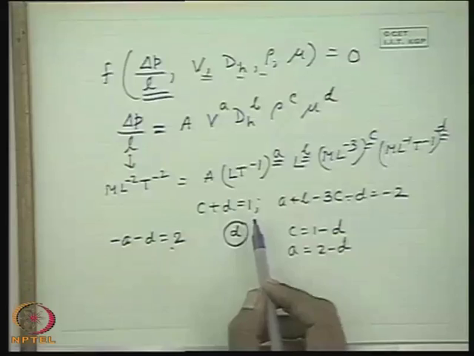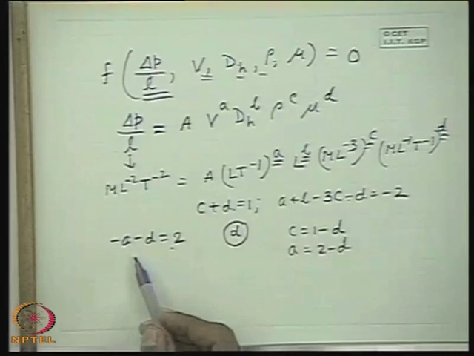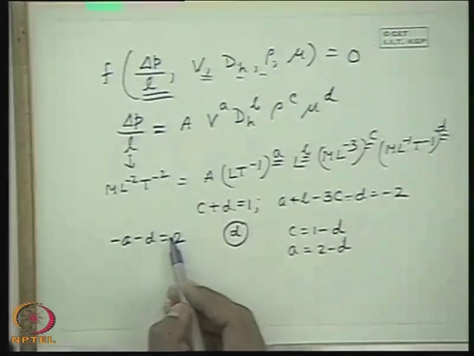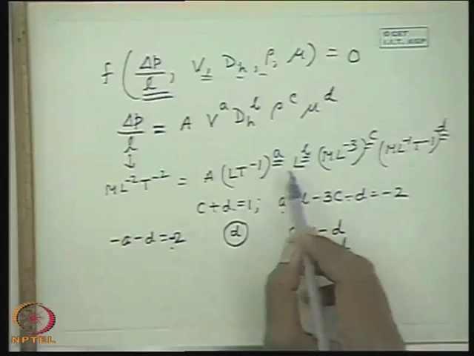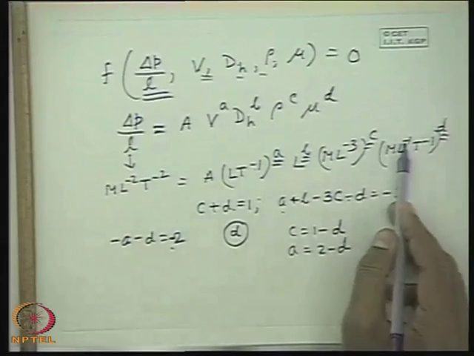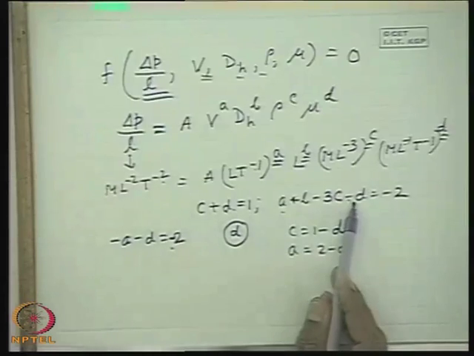Please, is there any mistake? Please tell, quick. Minus a minus d is equal to minus 2. This is all right? Minus a minus d is equal to minus 2. These two are all right?